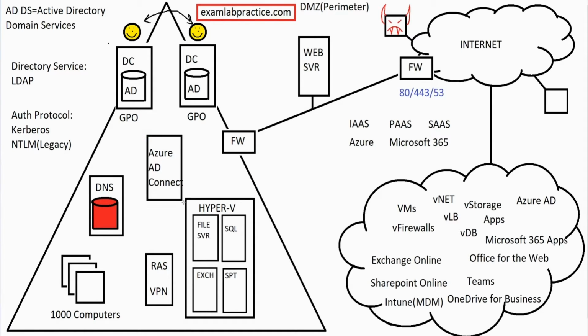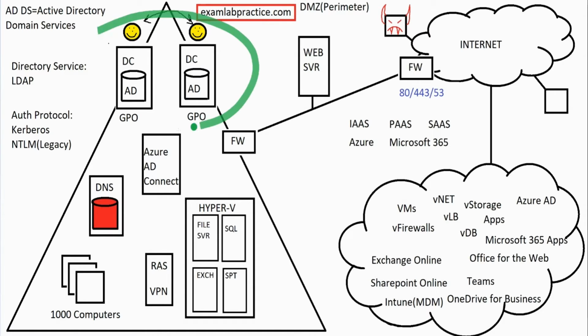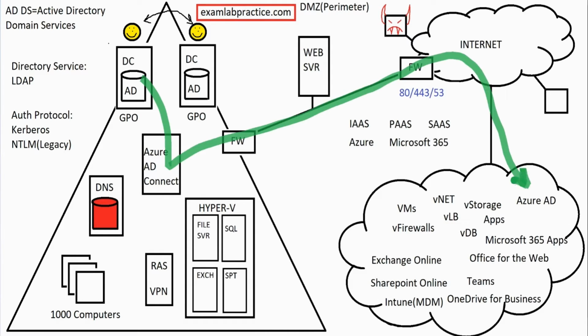Azure AD Connect. Now, what does this do? An Azure AD Connect server is a synchronization-based system, and what it will do is allow my on-premise users to be synchronized out to Azure AD. Now, it does not allow Azure AD users to be synced in, only out, but it will allow user passwords and all of that to be synced in.